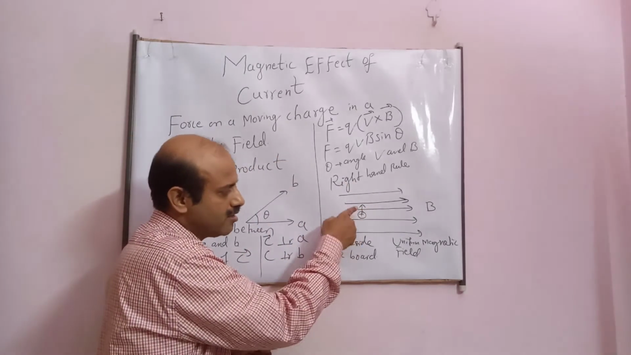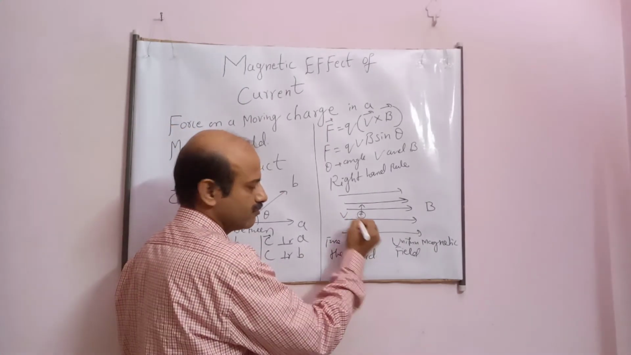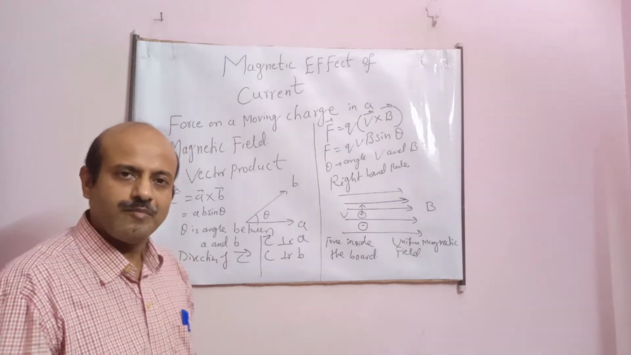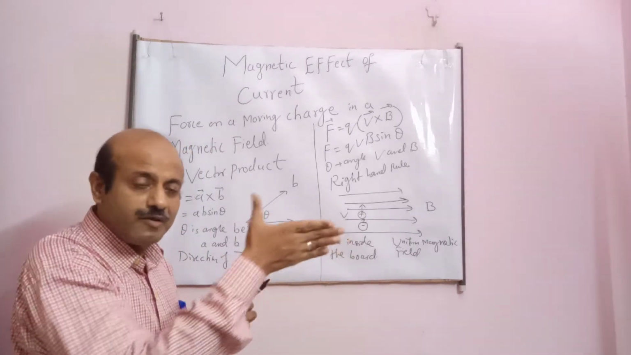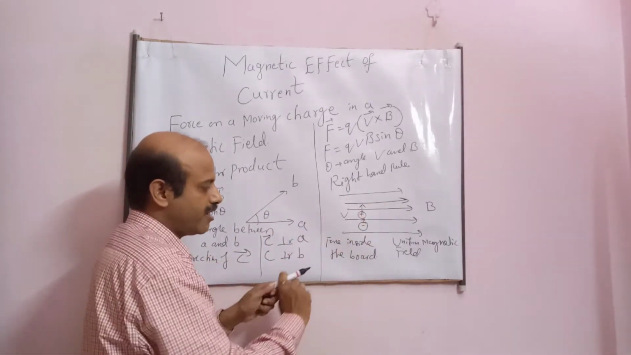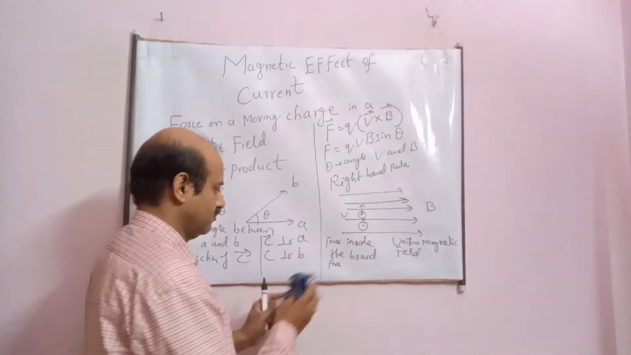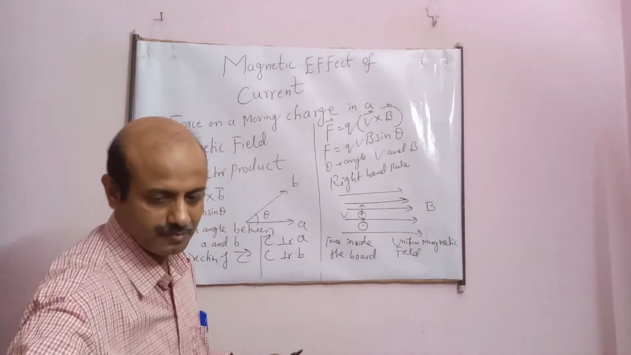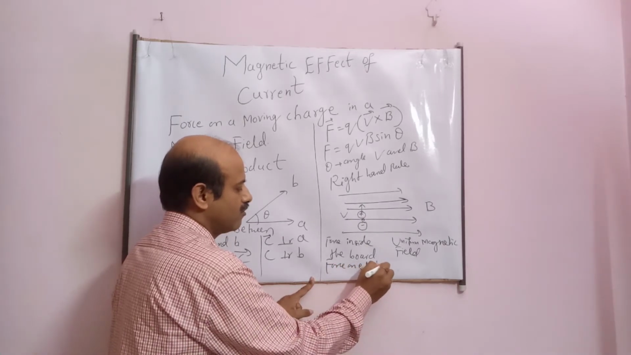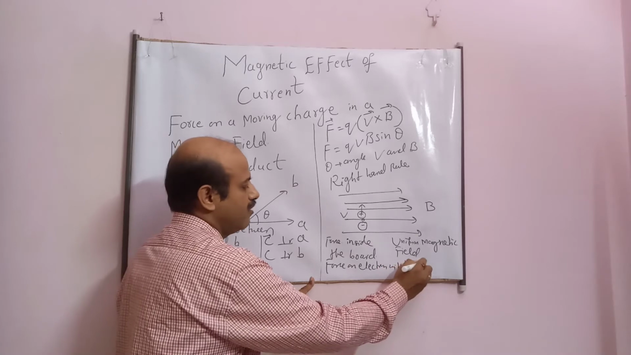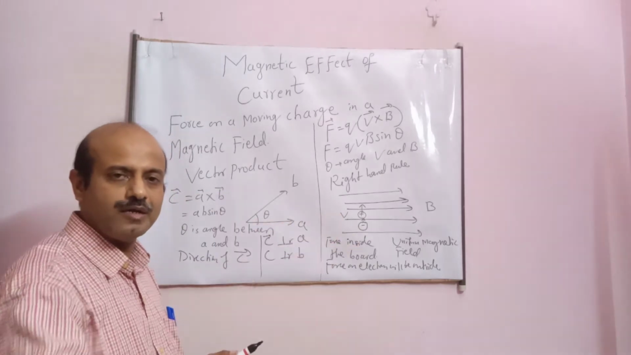Suppose, student, this is an electron instead of a positive charge. If it is an electron, then by the same rule, the same thing you will apply. It is moving upward, but the direction will reverse. By this I am getting inside, so the force will be outside. Force on an electron will be outside, just opposite of the direction which comes by this method.